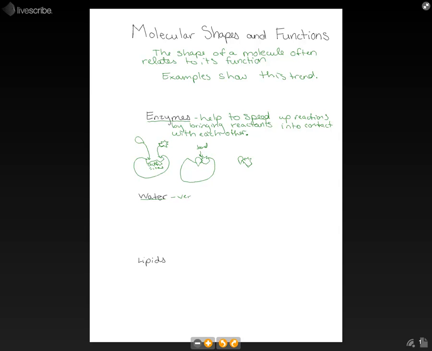Water is very important for cells. They're necessary to have water to live, and just have an environment that they don't dry out in. Water molecules are small enough to fit through membranes.